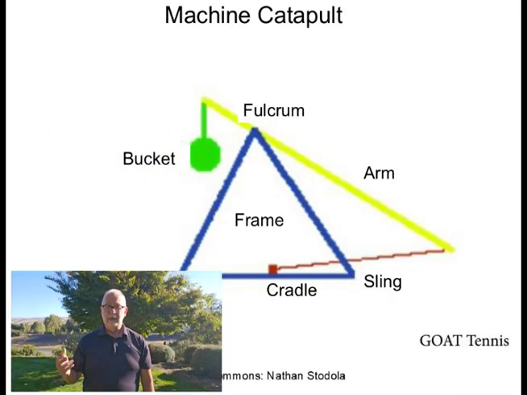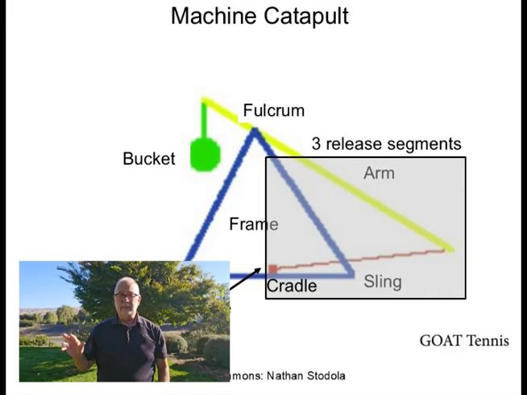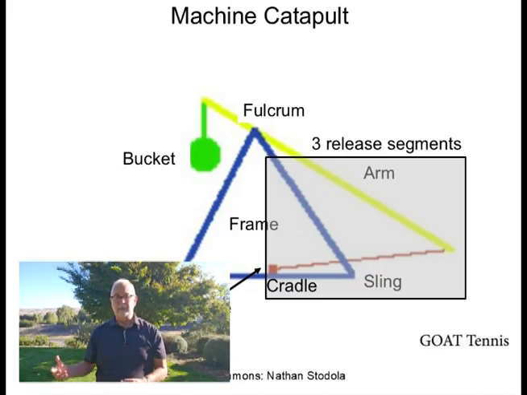In the background here, I've labeled the different parts of the basic catapult. So we have the bucket, which is the weight falling. We have the fulcrum, the arm, and the sling, and the cradle that holds the projectile. Those are the basic parts, along with the A-frame of the catapult. In this slide, I'm just focusing your attention on the release segments of the catapult, the arm, the sling, and the cradle, because we all have something of the equivalent when we look at the human being.